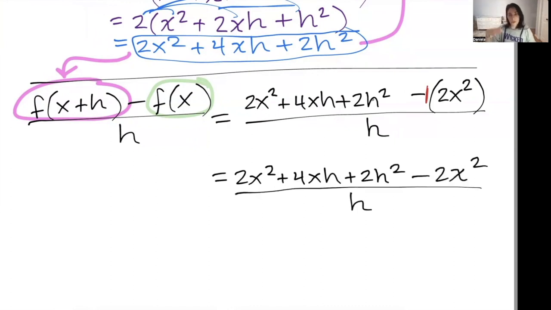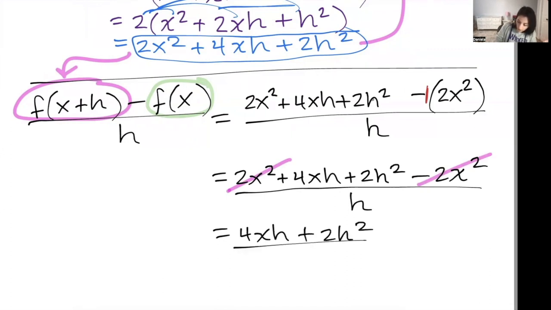Next, after you finish that stage, you made your substitutions and you simplified, now you're going to look to see, are there any like terms that we can simplify? And pretty much almost always, terms are going to be canceling out if you did this right. So notice that the positive 2x squared and the minus 2x squared, they cancel out, okay? So then we end up with 4xh plus 2h squared all over h, okay?